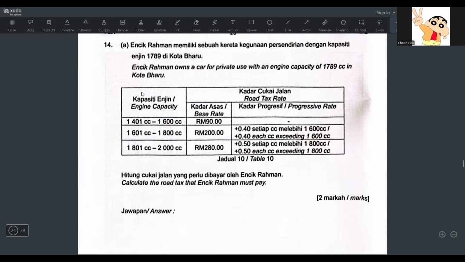Okay, number 14. Encik Rahman owns a car for private use with an engine capacity of 1789 cc in Kota Baru. Okay, this is definitely from Form 5, the road tax. So chapter 4, taxation, right? Don't confuse this with motor insurance. Yeah, a lot of students will confuse the road tax and the motor insurance. Motor insurance is different. That one is much harder. That one has a lot of formulas. Have to memorize the 26 ringgit for Semenanjung, 20 ringgit 30 cents for Sabah Sarawak.